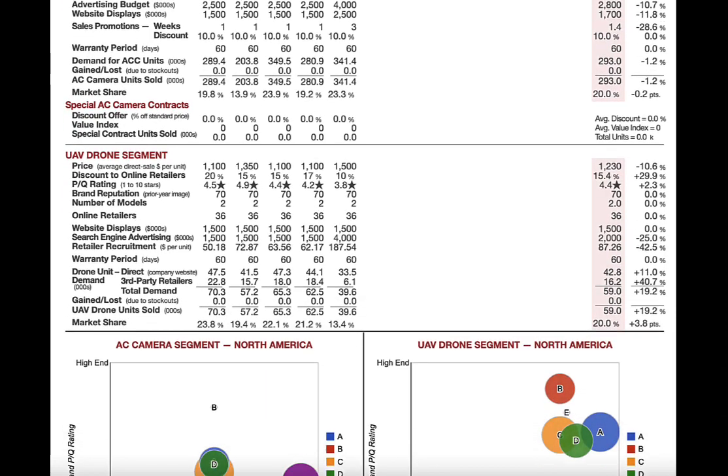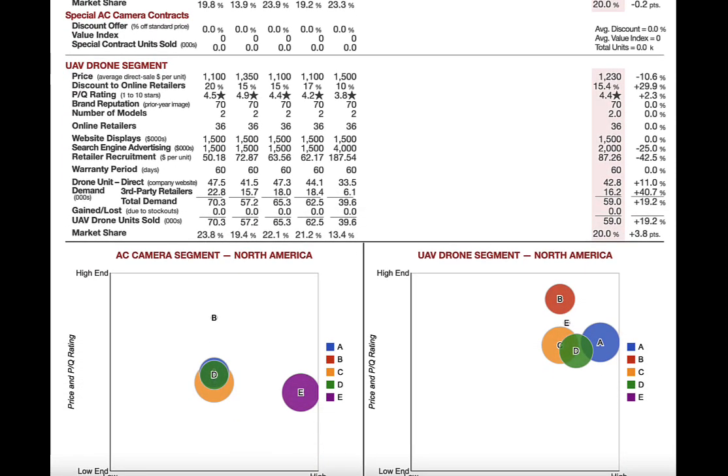If we scroll down and look at drones, the average price is $1,230. The highest price is $1,500. Okay. Now, what stands out to me is they're asking $1,500 and their PQ rating is 3.8. So you'd say, well, how do they ask $1,500 for that drone? You have to figure it out. Is it fine? Or are they making money selling for $1,500? Other teams are selling for $1,100. Is that hurting them? Should they raise their price? That's what you have to figure out.